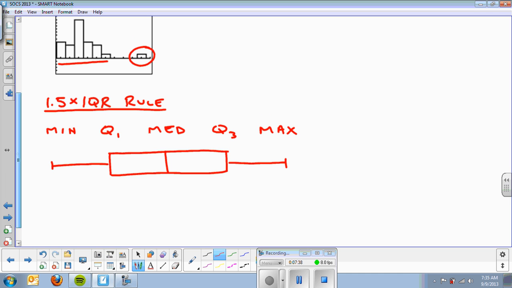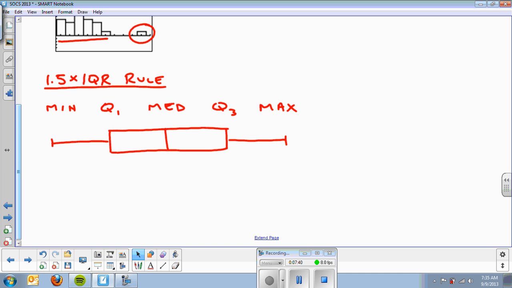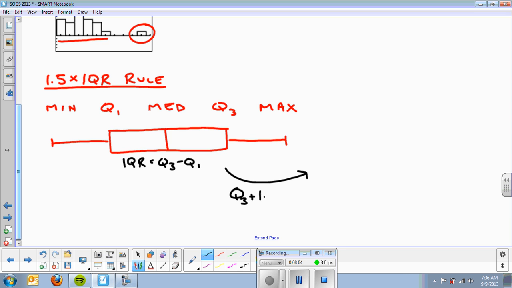Now, to determine if something is an outlier, you're going to use this 1.5 times IQR rule. The first thing you need to know is the IQR is the box, basically. The IQR is Q3 minus Q1. That's going to give you a single number, and you're going to add 1.5 times that number to the third quartile, and that's going to give you the upper cutoff. So that's Q3 plus 1.5 times IQR.